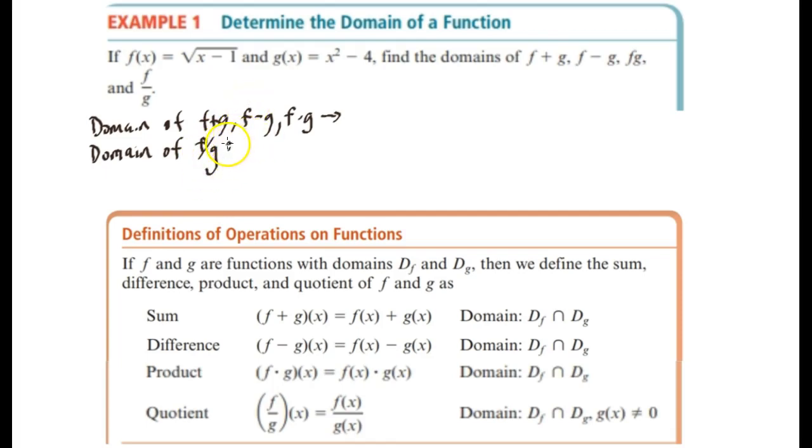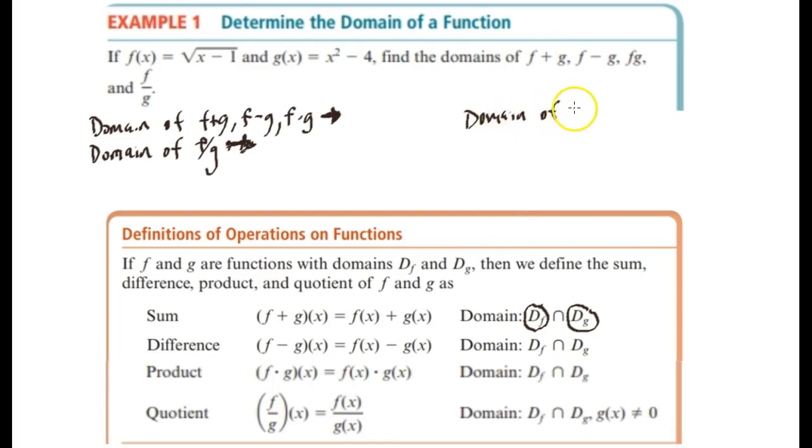Okay, so to do this, we will look at the domain of f. That's what this is saying right here, the domain of f and the domain of g individually. And then after that, we'll take the intersection of those two domains. So let's look at the domain of f. Let's move this over a little bit. Let's bring this down over here.